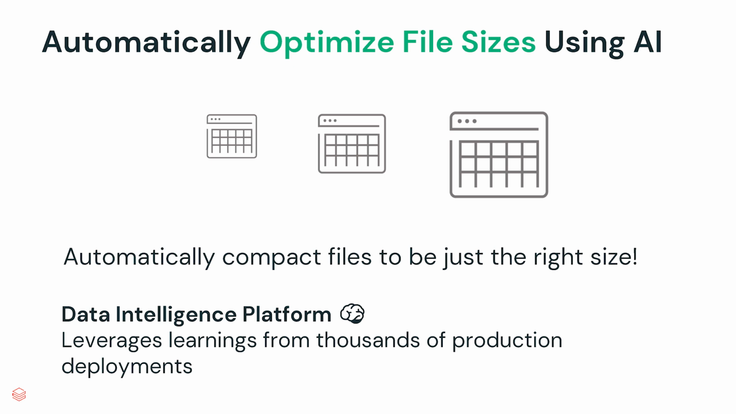Lastly, I know you guys are like, wow, there's so many features, I can't believe there's another one. This is the last one I'll talk about today. So we automatically optimize the file sizes for you, compacting the files just so they're the right size to help you save on storage costs. This leverages learnings from thousands of production deployments. So in summary, UC managed tables give you faster queries, lower storage costs, and all of this is automatically done for you. So again, the word automatic, that's key.